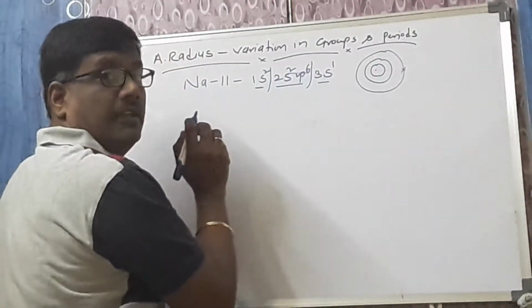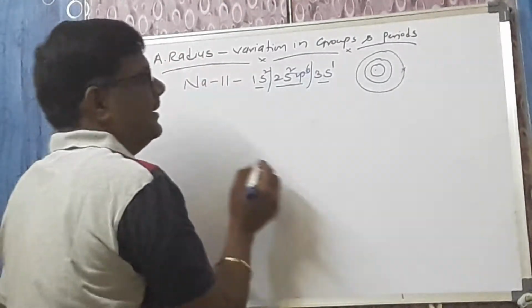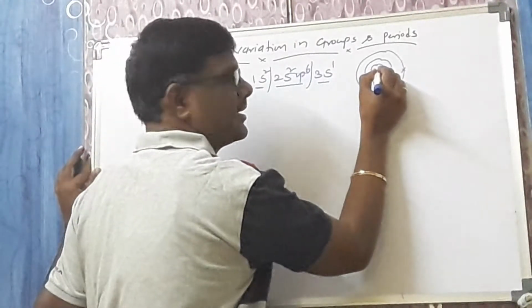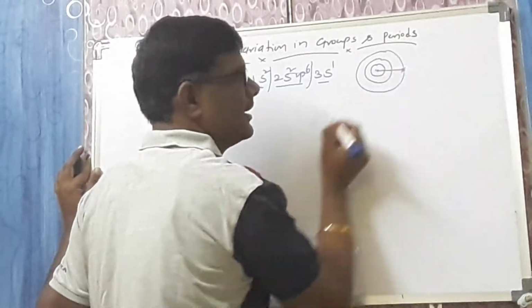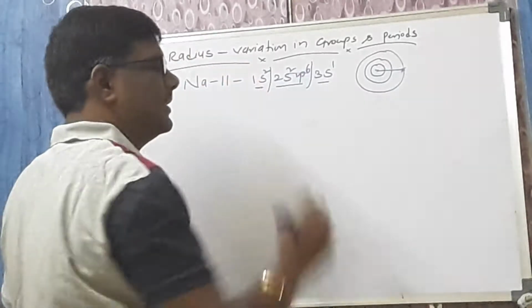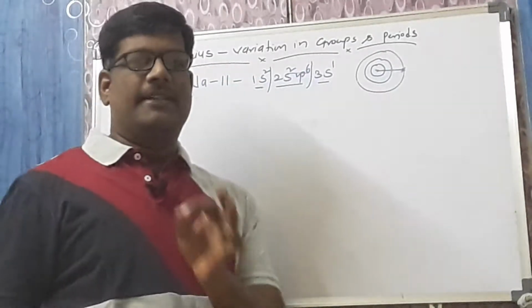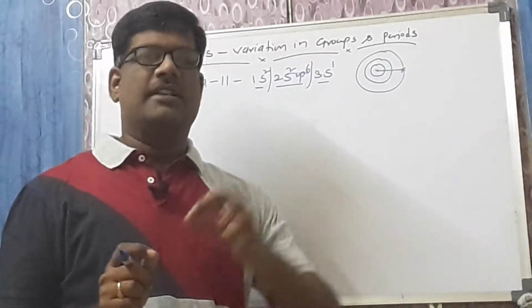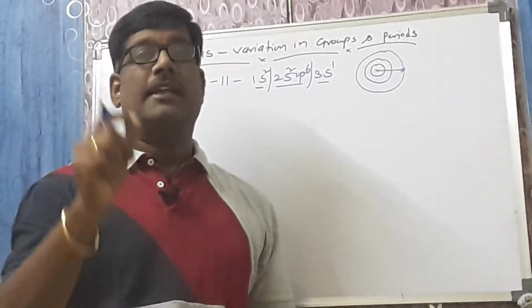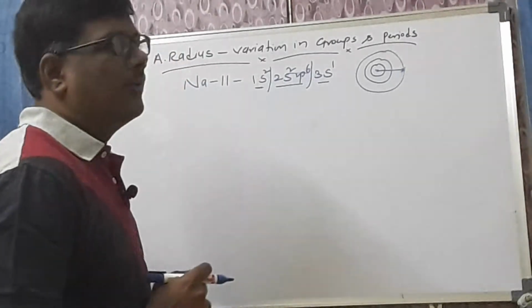Here, what is the atomic radius? The distance between the center of the nucleus to the valency electron in an atom is called the atomic radius. The distance between the center of the nucleus to the valency electron in an atom is called atomic radius.